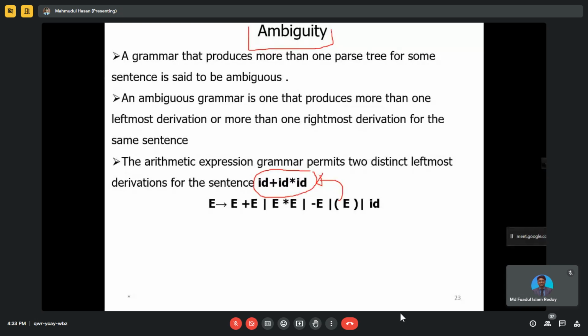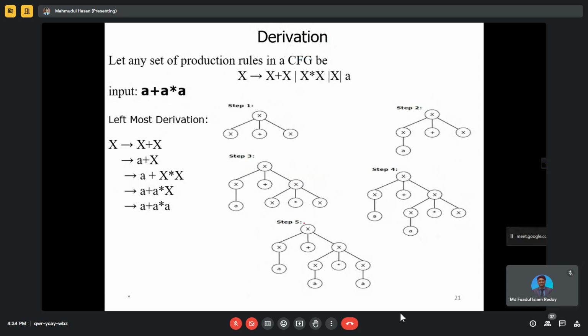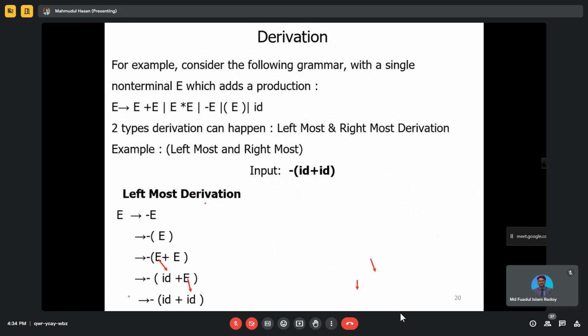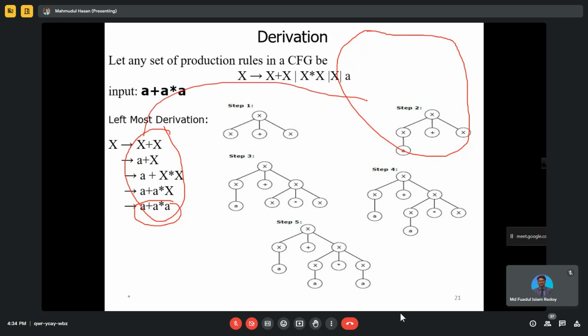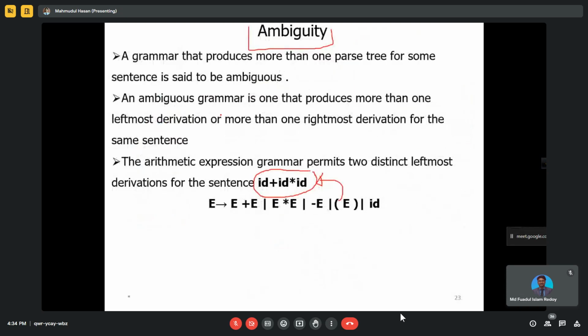So in the last example, there is a solution in the slide, but Tohid said there is another solution with the help of leftmost derivation. So look at this. This string is generated with the help of leftmost derivation, and Tohid said another way with leftmost derivation. That means there is more than one leftmost derivation. So this is ambiguity.